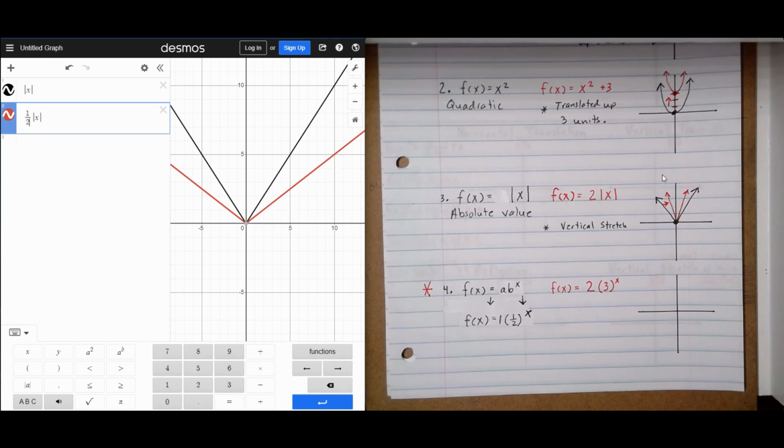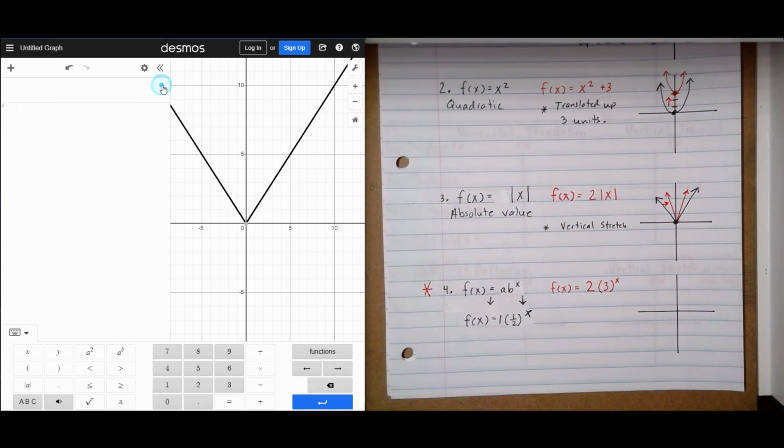The same thing would have happened if we were to put a number in front of the x squared for our quadratic function. If you have a number greater than 1 in front of the x squared, it's going to have a vertical stretch. If you put a number less than 1 but greater than 0 in front of the x squared, it's going to have a vertical shrink. So they have a relationship. They basically do the same thing, even though the shape looks different.